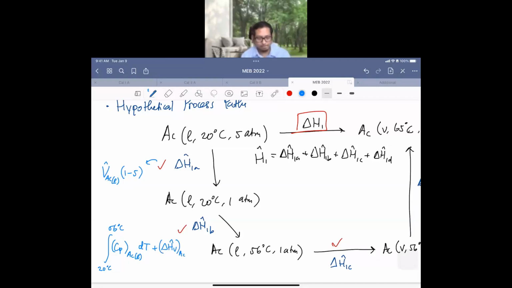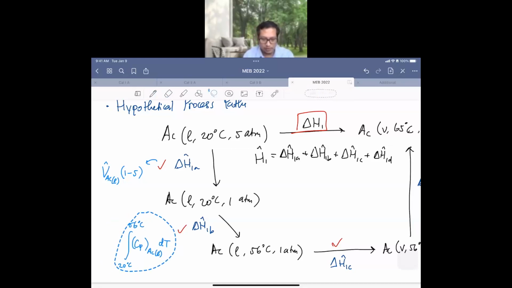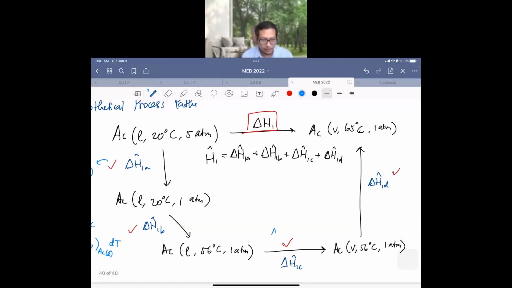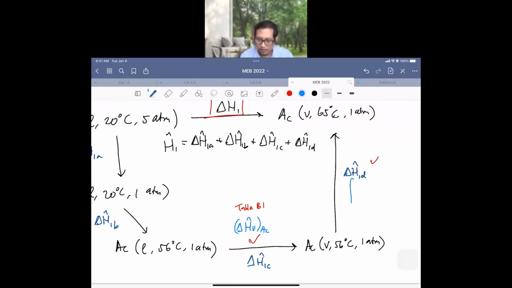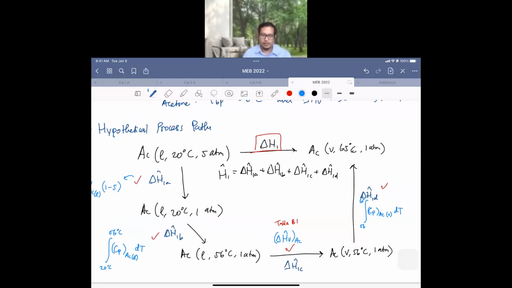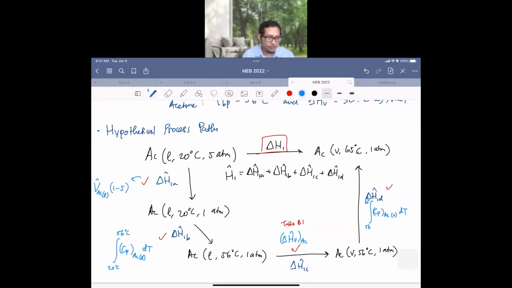Sorry, this one should be the phase change, so what I included earlier belongs here. This is the heat of vaporization that you can compute from table B1. And D will be another Cp dT from 56 to 65, Cp for acetone in vapor dT. Now you need to calculate each one.